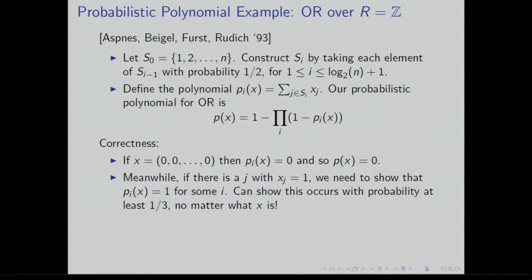This is a really basic probability argument. So what's going on? At the beginning, p_0 of x is just the sum of all the entries of x, because S_0 is the whole set. So p_0 is just the number of 1s in our input vector. And then log n plus 1 times, whatever number we have so far, we flip that many coins. And whatever number of heads we get, we write that new number down. And the question is, are we ever going to get a 1 in this sequence?